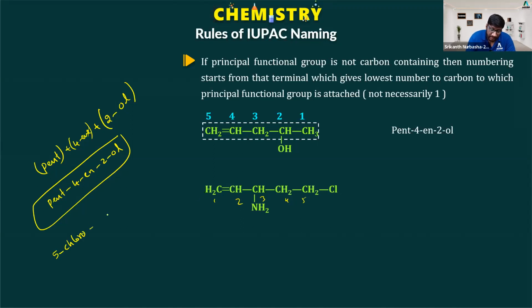and it is pent, because there are 5 carbons in the parent carbon chain, and then "en". Where is it present? On the first carbon. So 1-en, and 3-amine.